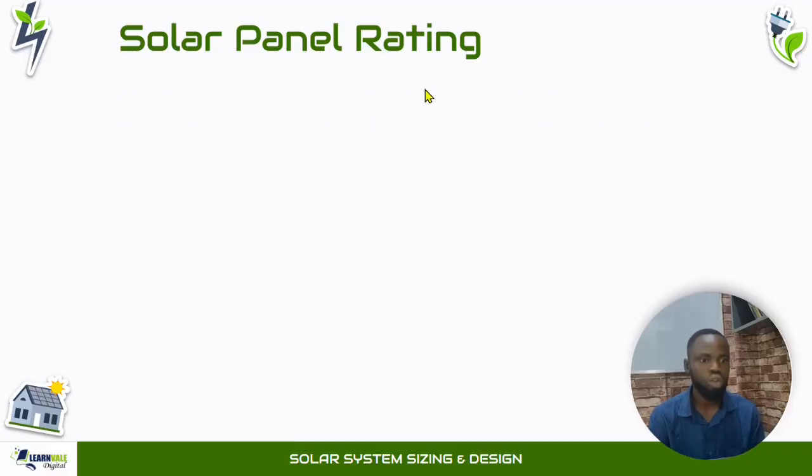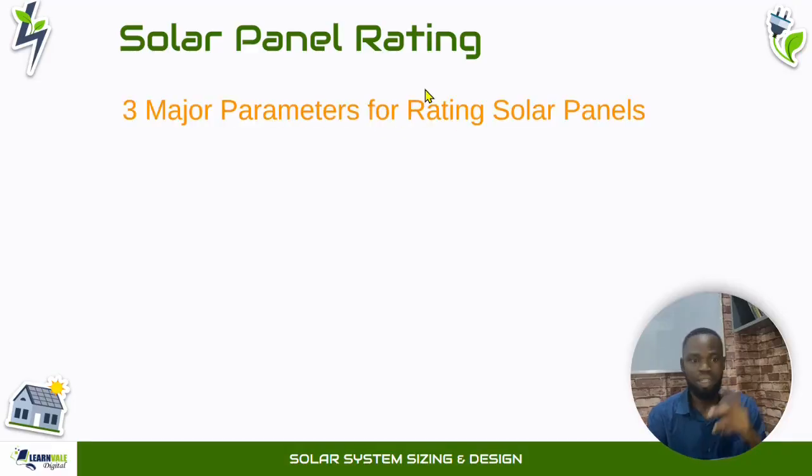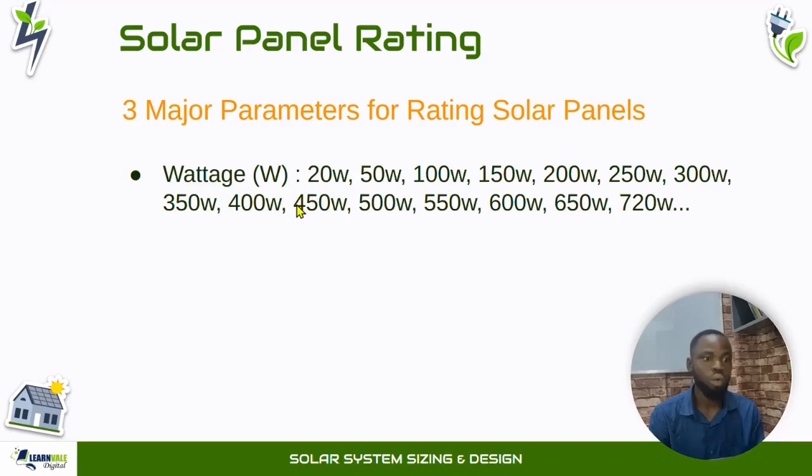There are three major parameters you can use to rate solar panels. One is the wattage. Panels come in watts: 20 watt, 50 watt, up to 720 watts. You can probably find 750, hopefully maybe 900, but the highest I've seen or worked with here is 750 watts. Just know that those are the ranges of solar panel watts.